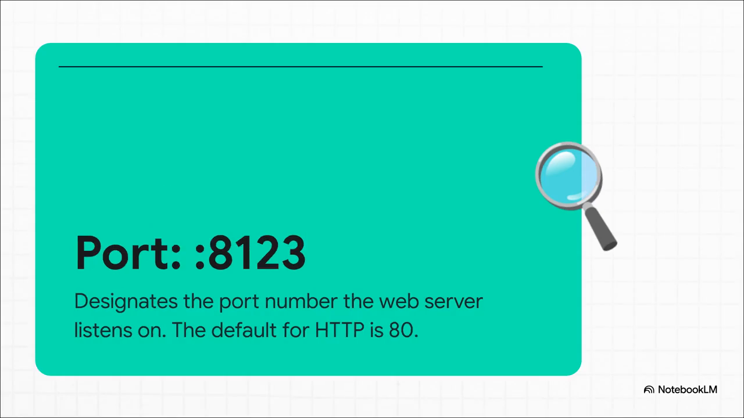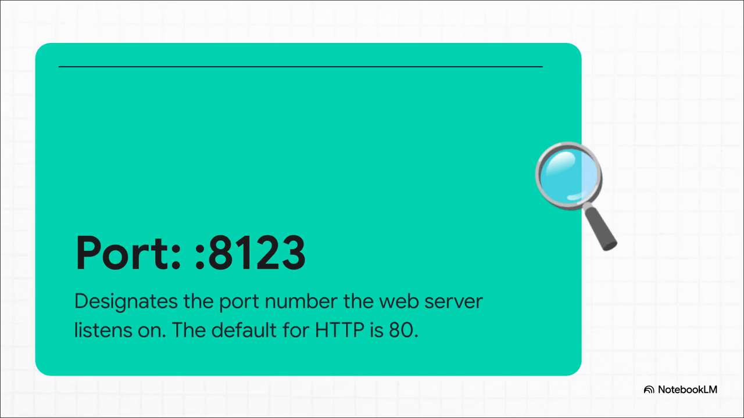Now this part is pretty interesting, the port, which here is :8123. If the host is the building street address, the port is like a specific apartment number or door. Most of the time, websites use default ports, like 80 for HTTP, so you never even see them.